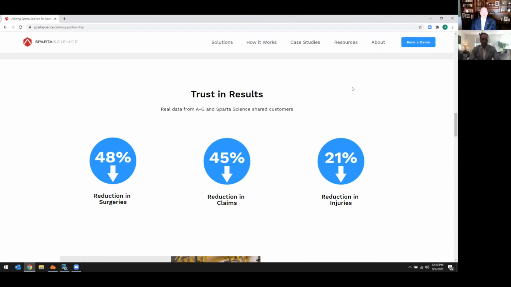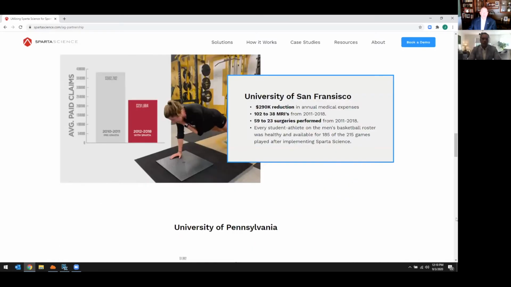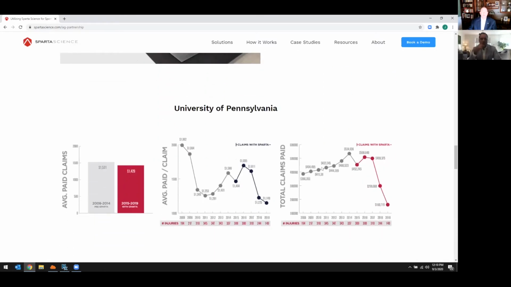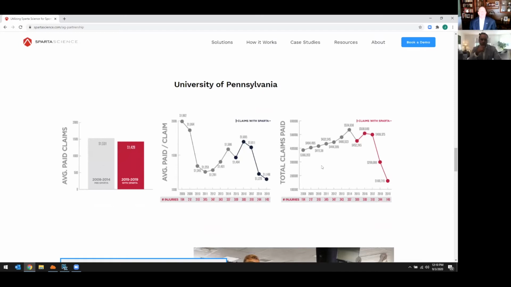So we have really seen some great results and some very concrete results when Sparta Science is utilized and when AG is helping to measure the efficacy, continue to improve upon how Sparta is used and the direction of care, and the things that we do to try to manage the risk and the cost associated. We also have a couple of other case studies, the University of Pennsylvania being one of them.